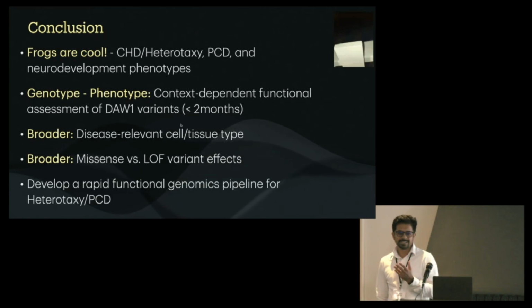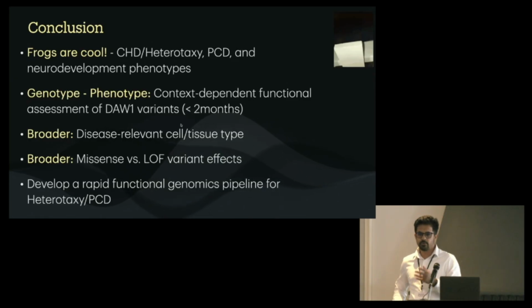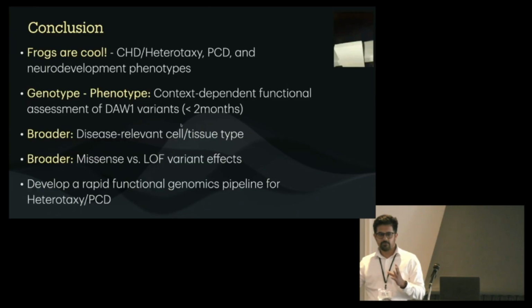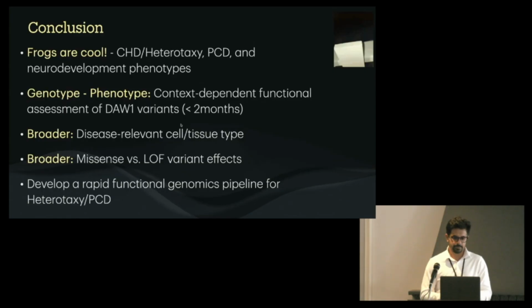Third thing I wanted to emphasize is why I think we need a disease-relevant cell type or tissue type to study the function of variants, because if we are studying them outside of the context of disease, we may not actually interpret the pathogenicity or benignness of the variants appropriately. Also, loss of function variants are easy because they're loss of function, like truncating mutations. But missense mutations are really hard because they can be gain of function, they can be hypomorph, they can be loss of function, or completely benign, or even dominant negative sometimes.